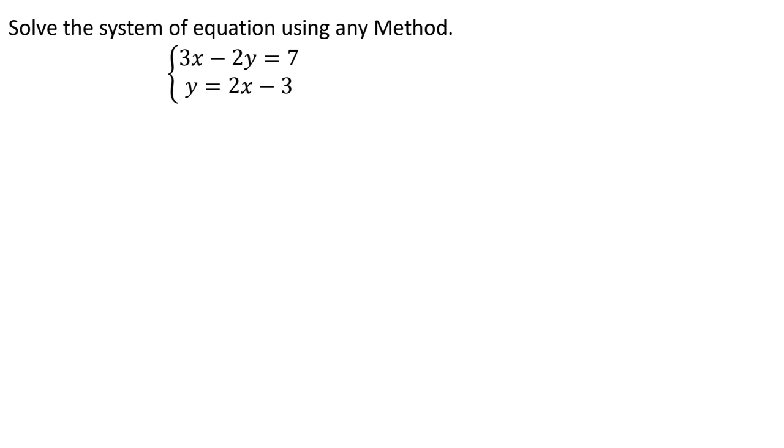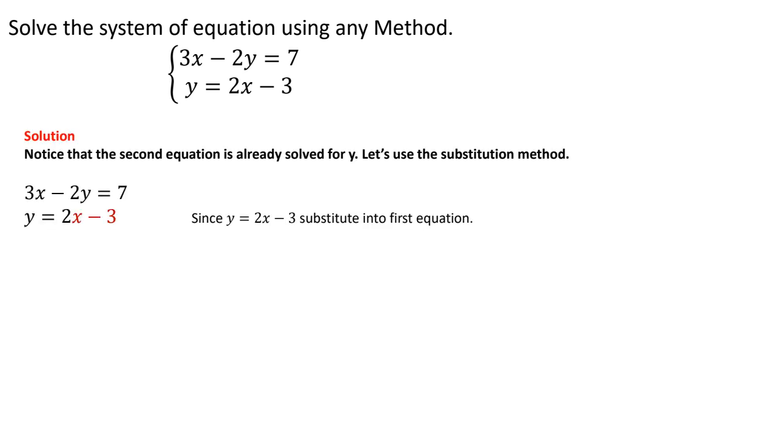All right, let's look at this second example. And again, for the second example, I think we should use the substitution method again, because on the second one, they solve for one of the variables already for us. Or they have it in slope-intercept form, right? y equals 2x minus 3. So let's go ahead and use the substitution method again, okay?